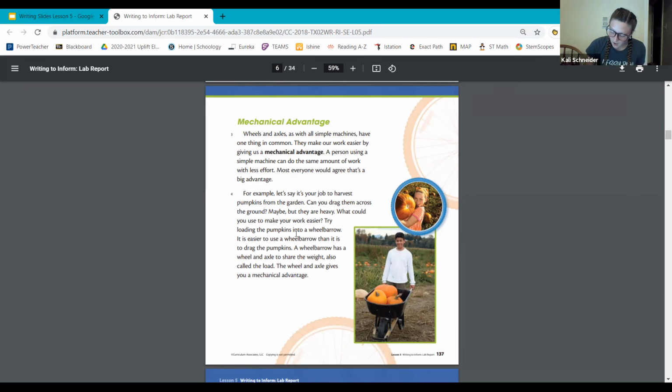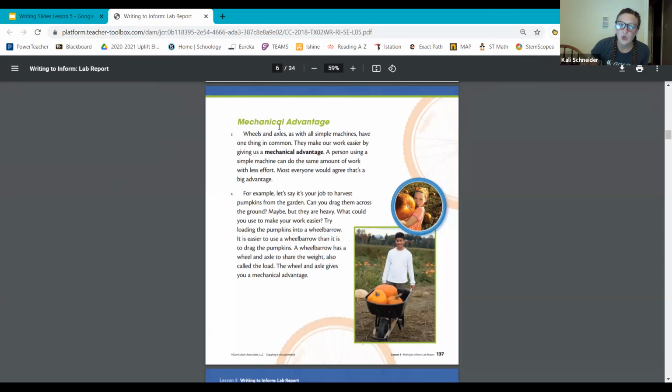So we are also going to look at why they separated the text into 2 paragraphs. I want us to take a look at that. Well, the first paragraph is explaining wheels and axles as a simple machine, right? But then the second paragraph describes an example, a wheelbarrow.